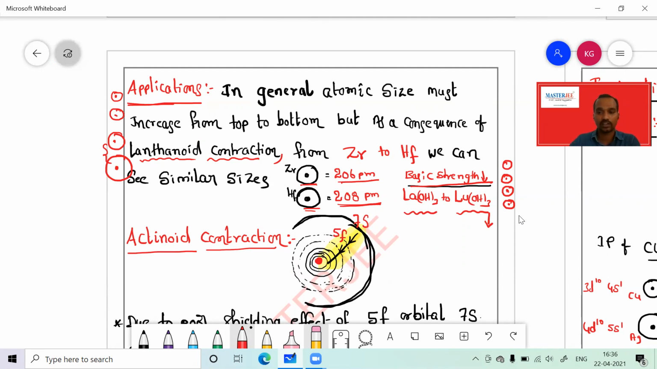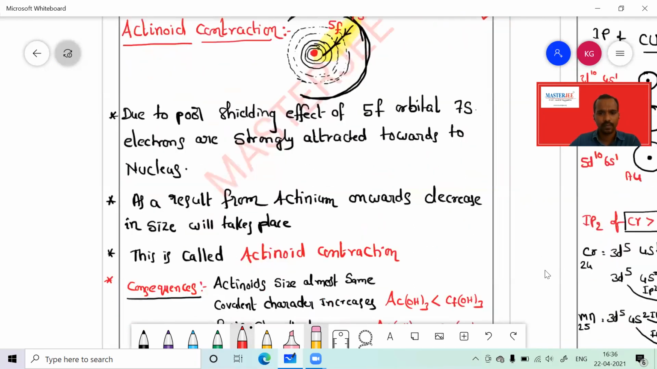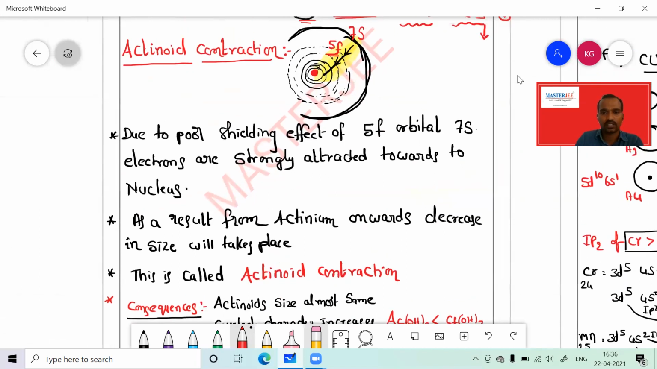That is one of the consequences we have to discuss here. Next, actinide contraction. Due to this actinide contraction, what happens? See, here also the same. There it was the 4f orbital, here it is the 5f orbital. Due to the poor shielding effect of these 5f orbitals, the electrons present in the 7s level will feel high nuclear attraction from the protons. So the nucleus will strongly attract them towards itself. As a result, the total atomic size will get reduced.